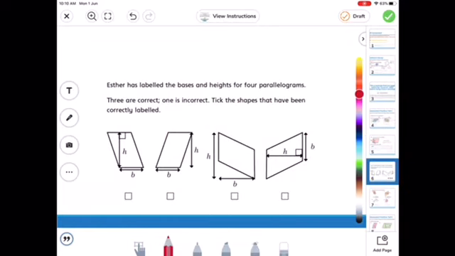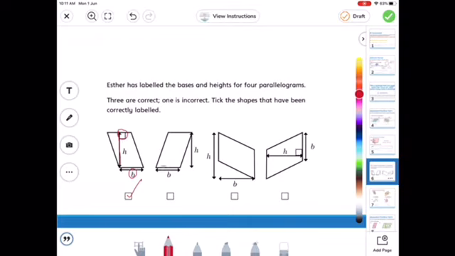Issy has labelled the bases and heights of 4 parallelograms. 3 are correct, 1 is incorrect. Tick the shapes which have been labelled correctly. Well, let's have a look at the first one. We've got the base here, that's right, and the height, and it's perpendicular, so that is correct.